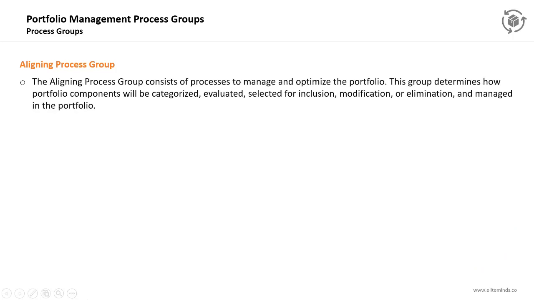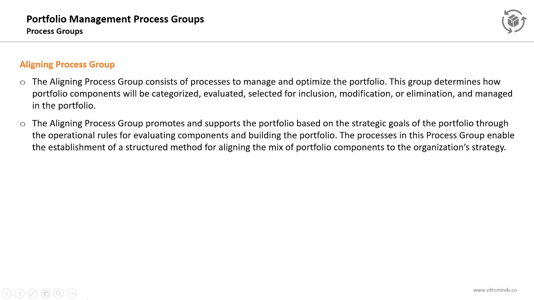The second process group is the aligning process group, which consists of processes to manage and optimize the portfolio and its components. This group determines how portfolio components will be categorized, evaluated, selected for inclusion, modification, or elimination, and managed in the portfolio. So as part of the aligning process group, we are going to define our portfolio, prioritize it, and optimize it, and authorize the portfolio as well.